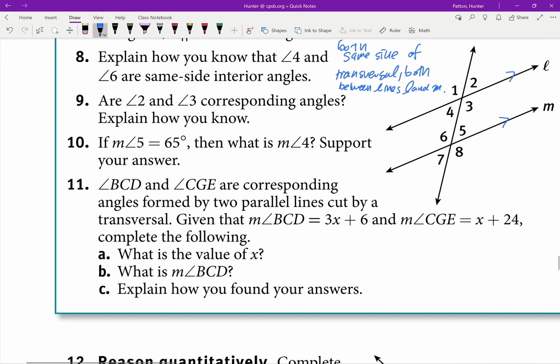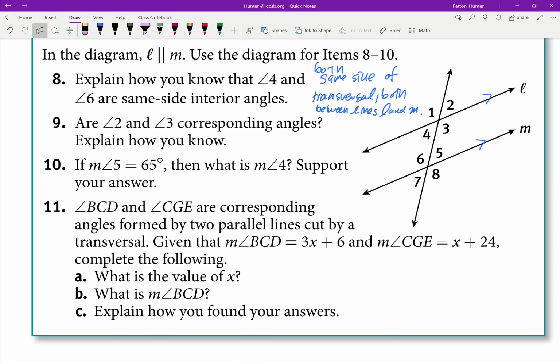Alright, number 9. Are angle 2 and angle 3 corresponding angles, and explain how do you know? They are not. And the reason I know that they're not is because they are adjacent. Okay, we know that corresponding angles are non-adjacent angles. So that tells us why angle 3 cannot be a corresponding angle to angle 2.